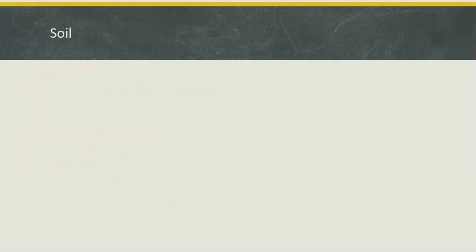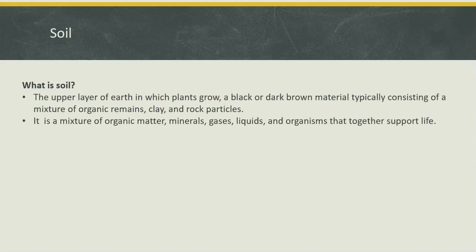Soil. What is soil? The upper layer of earth in which plants grow. A black or dark brown material typically consisting of a mixture of organic remains, clay and rock particles. It is also a mixture of organic matter, minerals, gases, liquids and organisms that together support life.